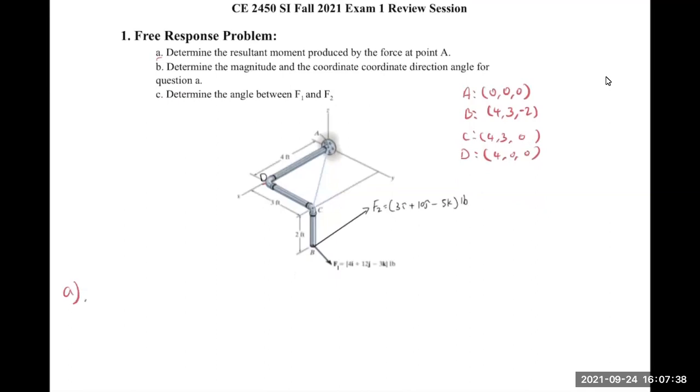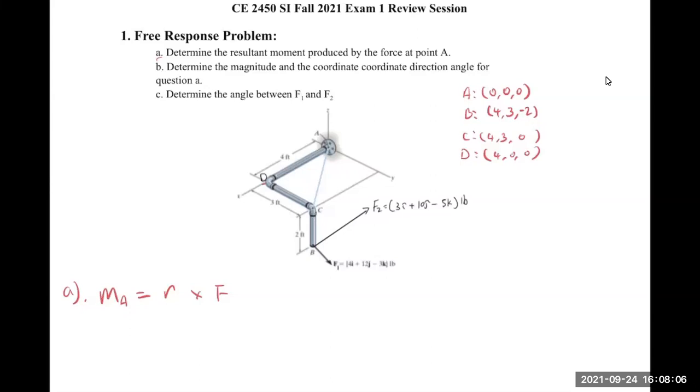Next, since part A asks to find the resultant moment at point A, we know that for a 3D moment problem, for a force about a point, in this problem point A, we have to use the cross product, which is M equals R cross F. And M will be M_A because it's asking for the moment about point A. But what about R and F?